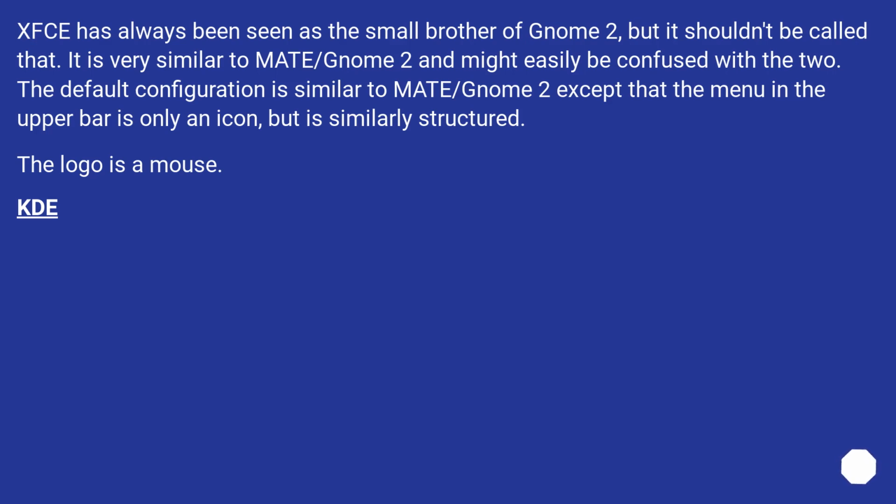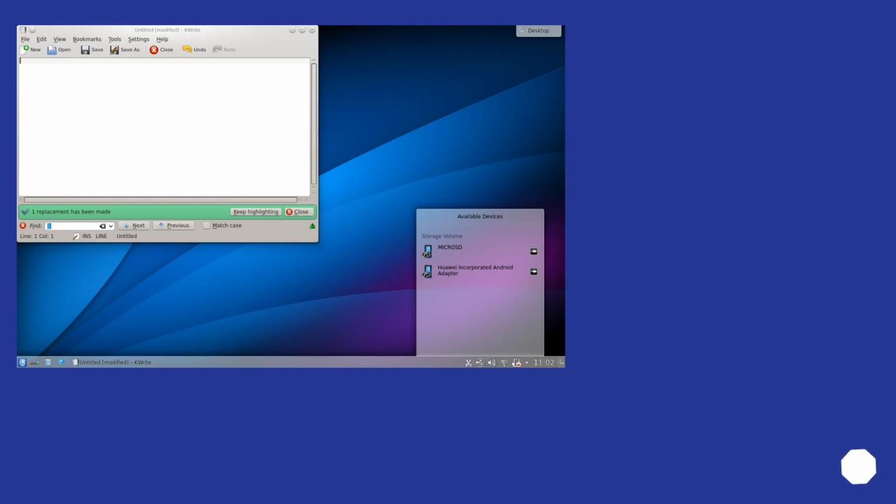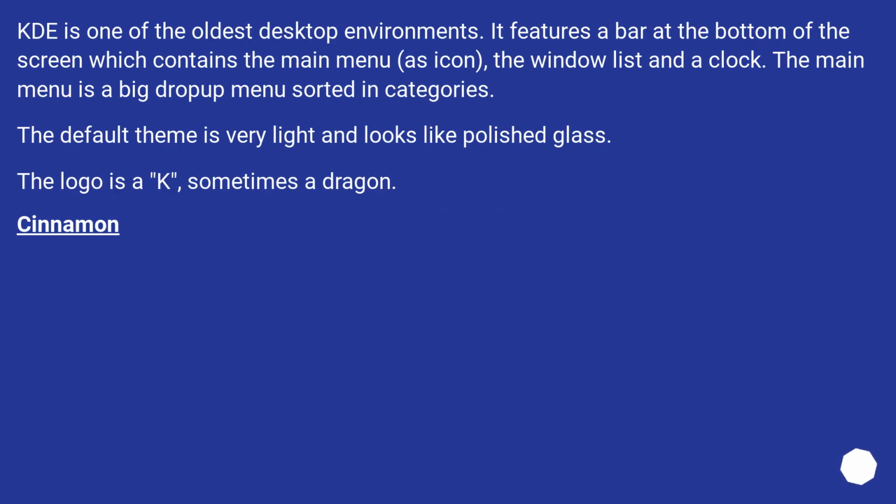KDE. KDE is one of the oldest desktop environments. It features a bar at the bottom of the screen which contains the main menu, as icon, the window list and a clock. The main menu is a big drop-up menu sorted in categories. The default theme is very light and looks like polished glass. The logo is a K, sometimes a dragon.